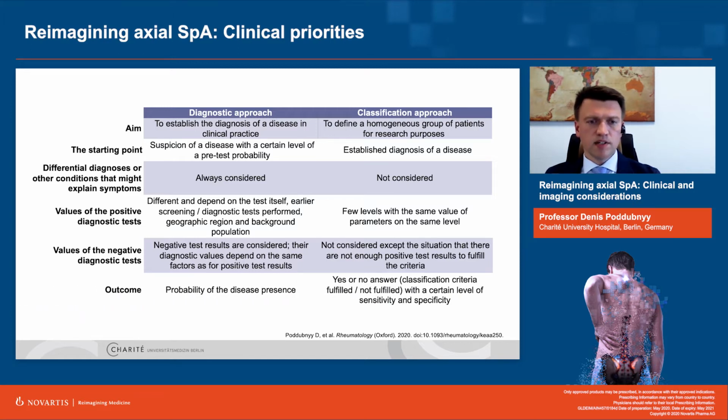And finally, the outcome: the probability of the disease presence is the outcome of the diagnostic approach. We almost never say this is the disease for sure. We can only say the disease is possible, probable, likely, very likely. In a classification approach, it is rather a black and white approach where we say classification criteria are fulfilled or not, with a certain level of sensitivity and specificity.